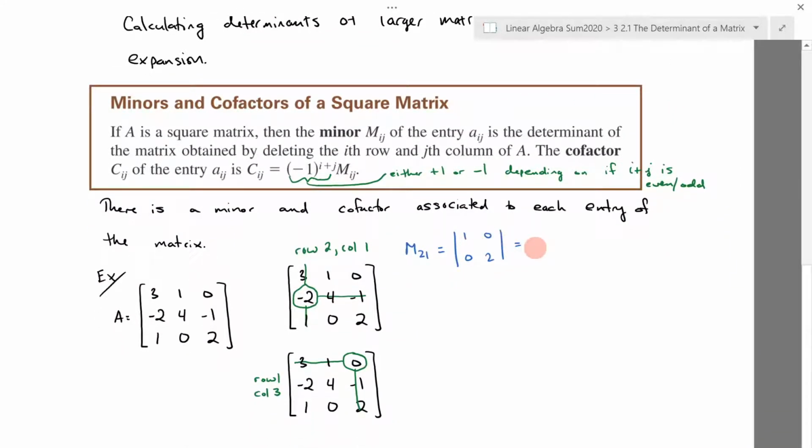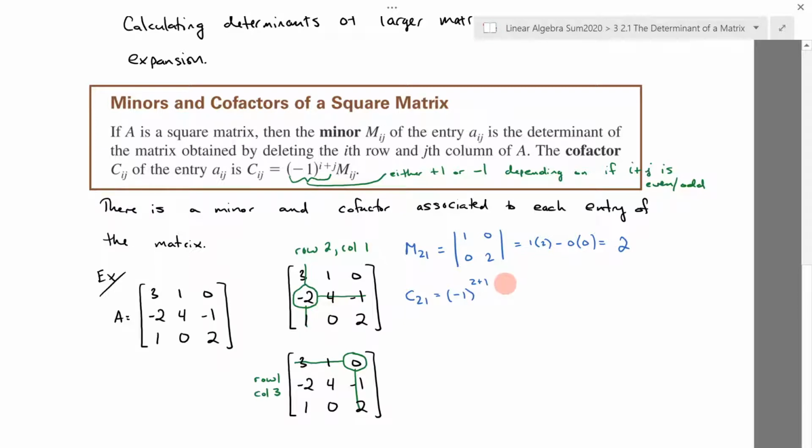So AD is 1 times 2 minus BC is 0 times 0. And then this just calculates to 2. Okay, so M21 is equal to 2. And then now let's calculate the corresponding cofactor. Right, so the formula in this case would be just -1 to the i plus j, right? So this is 2 plus 1.